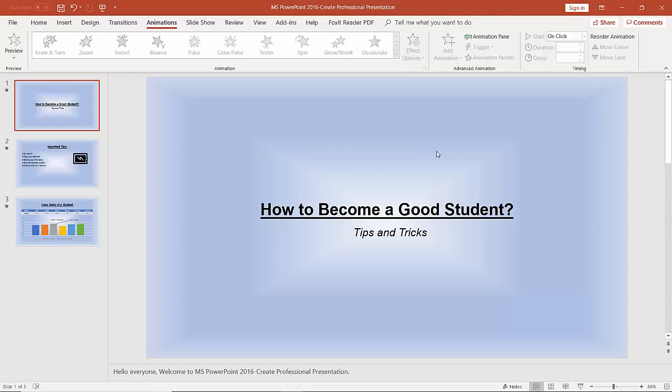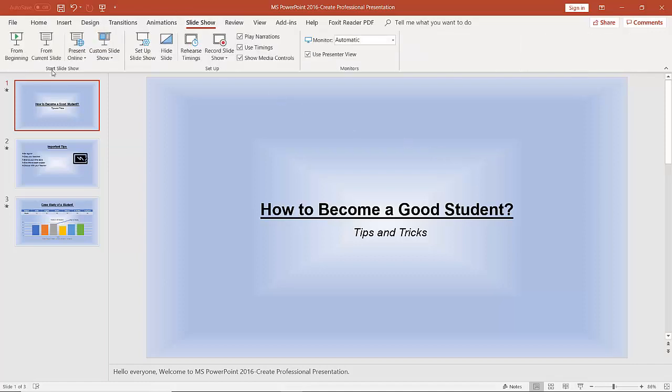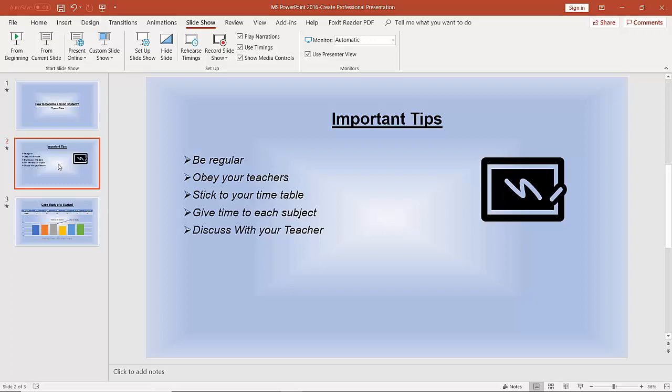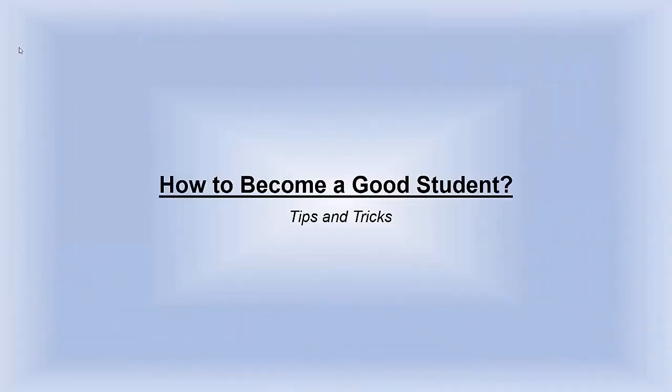Now let's see how our final presentation is going to look. To see the presentation, we have to go to our slideshow tab, click on it. Now under the start slideshow group, we can see two main options, from beginning and from current slide. If we want to start our presentation from the beginning, meaning from the first slide, we have to choose this option. But let's say we are on this slide and we want to start our presentation from this slide. Then we can click on this from current slide button. But since we want to start our presentation from the first slide, we can click on from beginning. Just click on it and you can see the presentation.